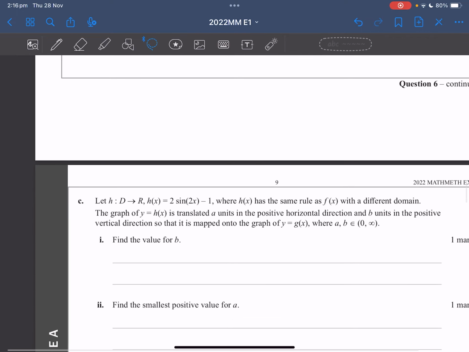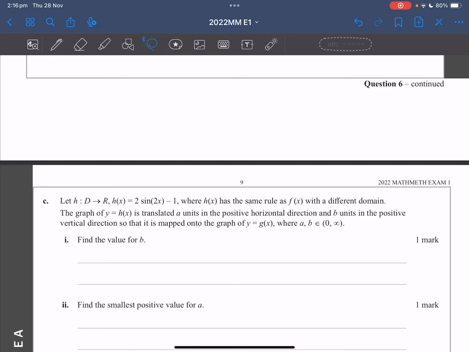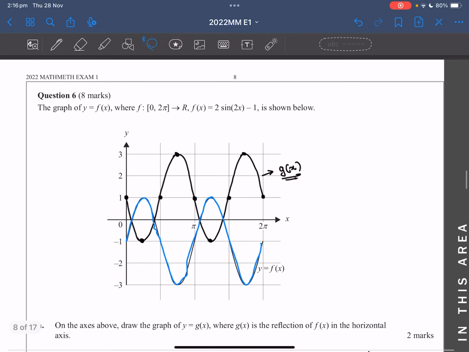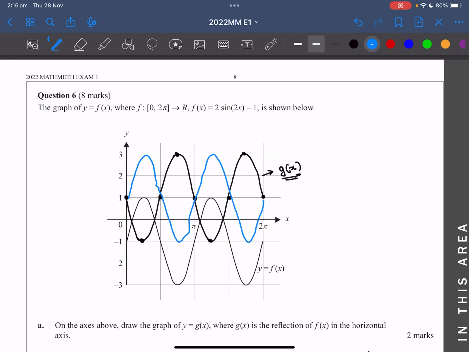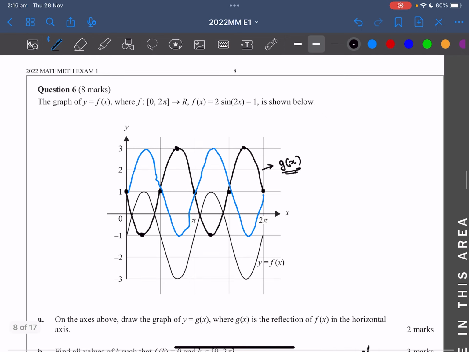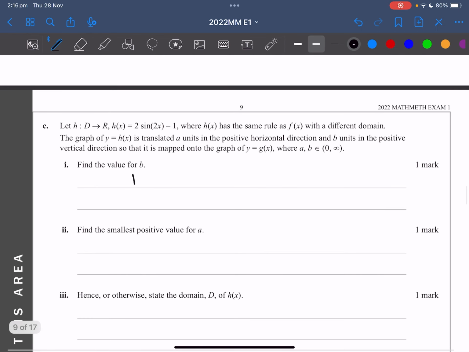Okay, now what are we finding? So find the value of b. So positive vertical translation. So we are basically matching the peak here with the peak here, like this level basically. Okay, so let's see, if I were to move, that's 1 and that's 2. So if I move 2 units up, I can basically get to the level of g of x, right? Okay, so b is equals to 2. Find the smallest value for a.